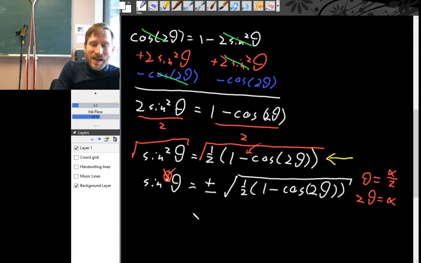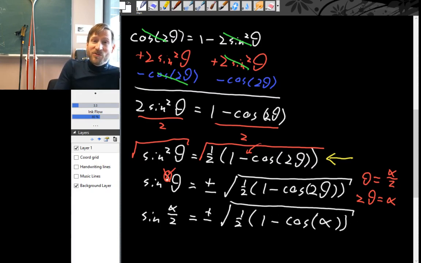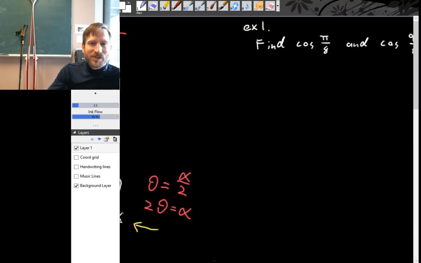Okay, so now we can make a substitution, and we get sine of alpha over 2 is equal to plus or minus the square root of 1/2 times 1 minus cosine of 2 theta, but remember 2 theta is just alpha. And there is a half angle formula for sine. So now that we have these half angle formulas, let's see what we can do with them. We'll look at 2 examples.